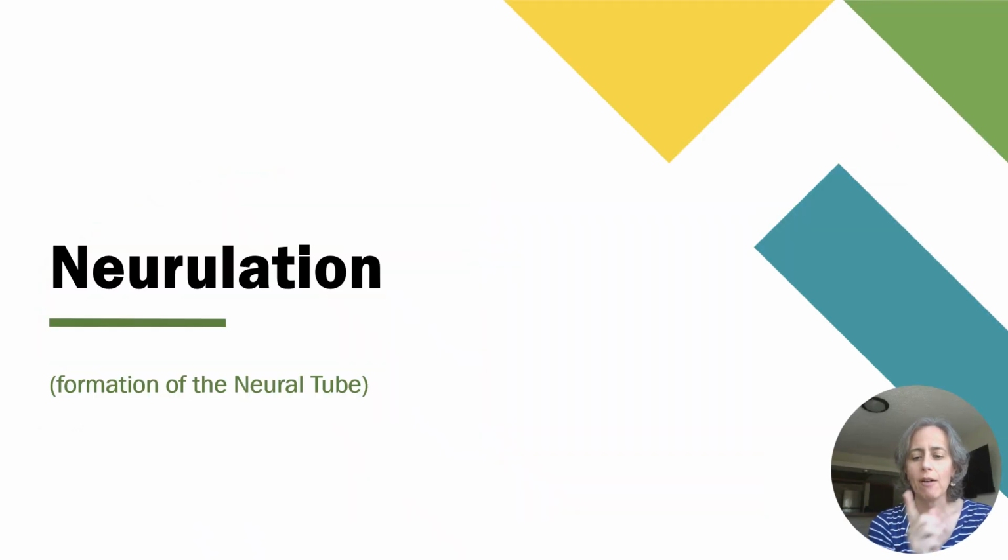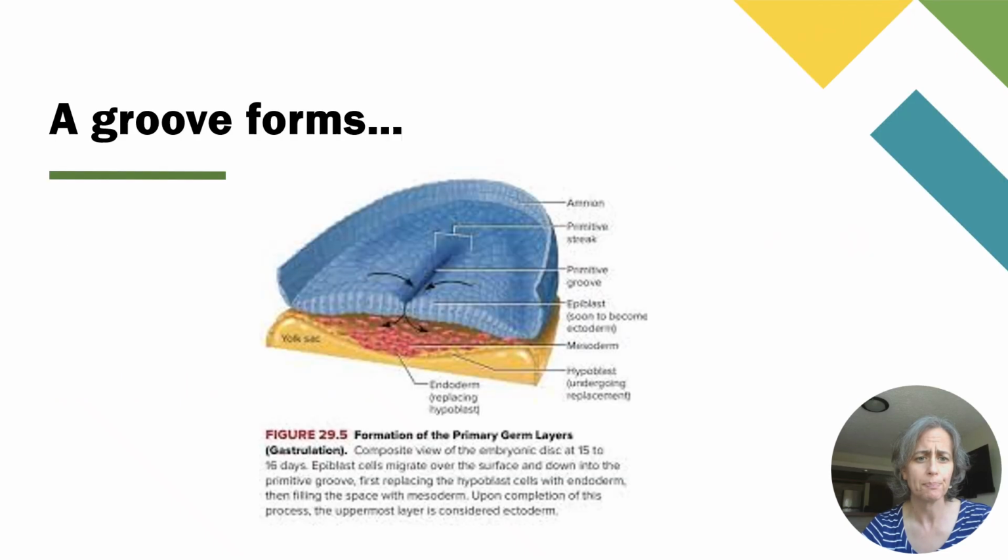Okay, so that was from zygote to blastocyst to inner cell mass to embryonic disc to 3-layered embryonic disc with ectoderm, mesoderm, and endoderm. Now we're going to focus in on how that ectoderm is going to actually become the nervous system. And the first step in that is something called neurulation, which refers to formation of something called the neural tube. So now we're going to talk about how we form the neural tube.